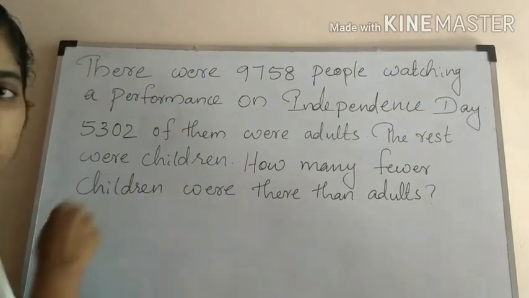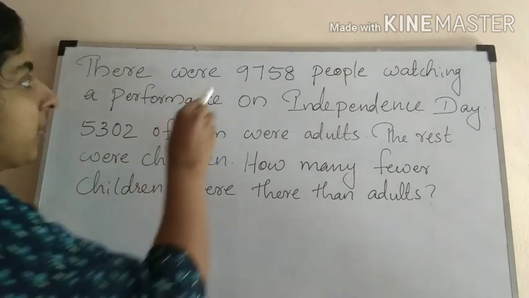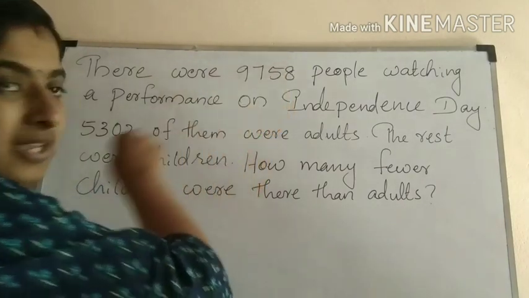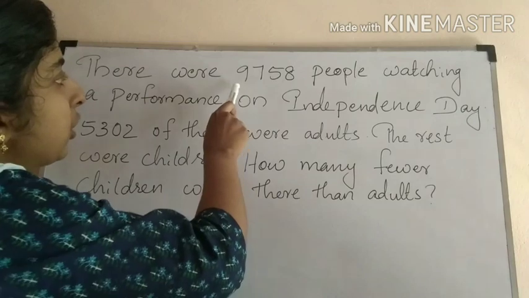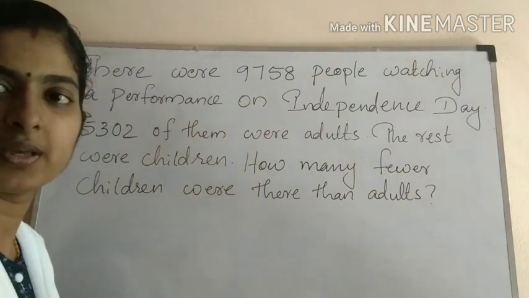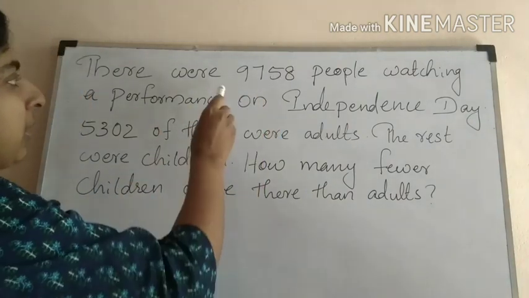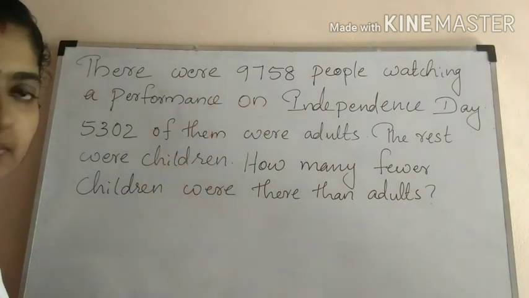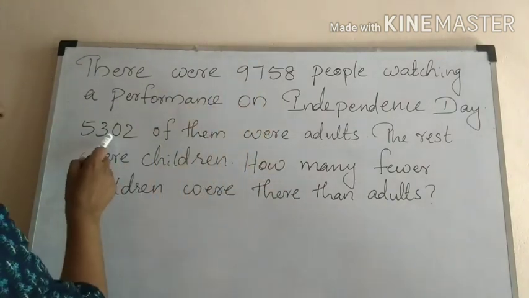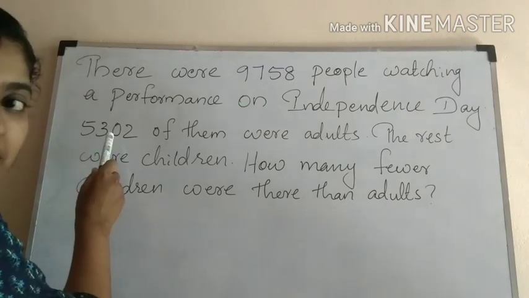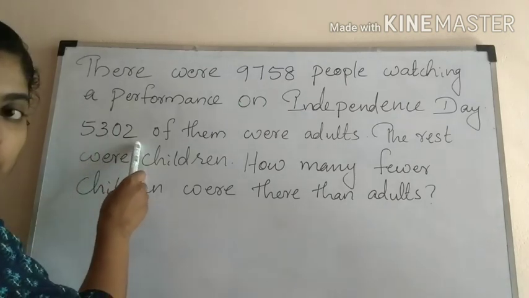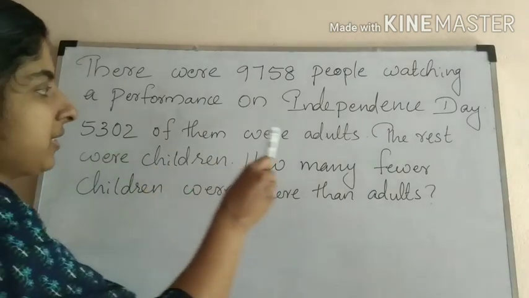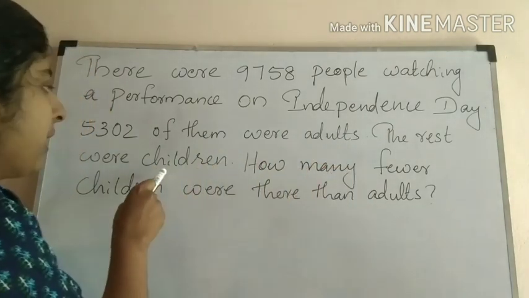Also write steps for this problem. See, first, what is given? Here, the total number of people is given, isn't it? So, total number of people is equal to 9,758. Then, number of adults, how many? 5,302. Then, after that, we have to find the number of children.